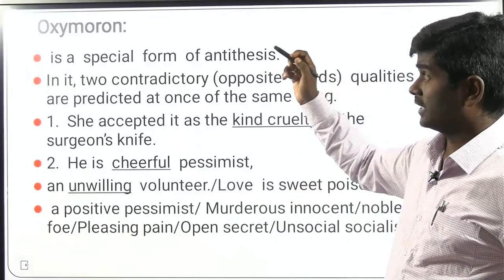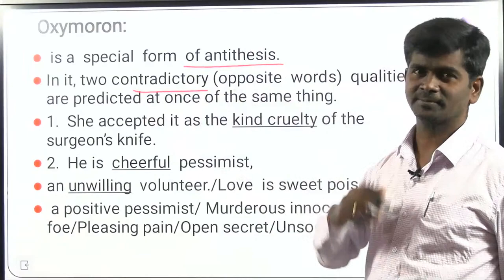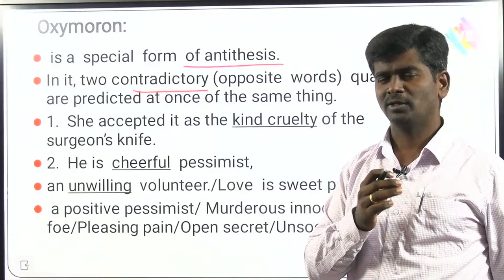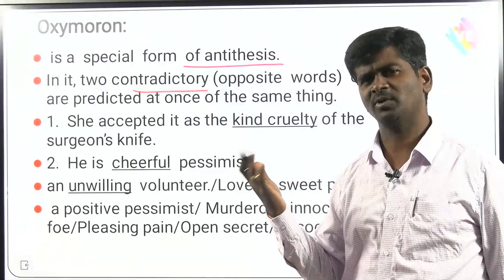So, oxymoron is a special form of antithesis. Contradictory means opposite. This definition was given in the history of the UGC-NET examination. The process of using two contradictory words in a sentence refers to the figure of speech oxymoron. Opposite qualities are predicated of one and the same thing.